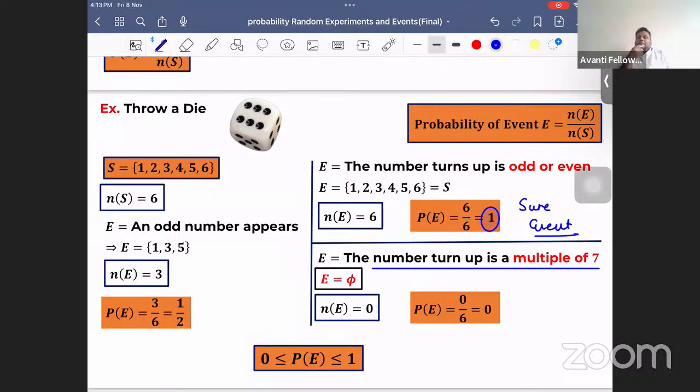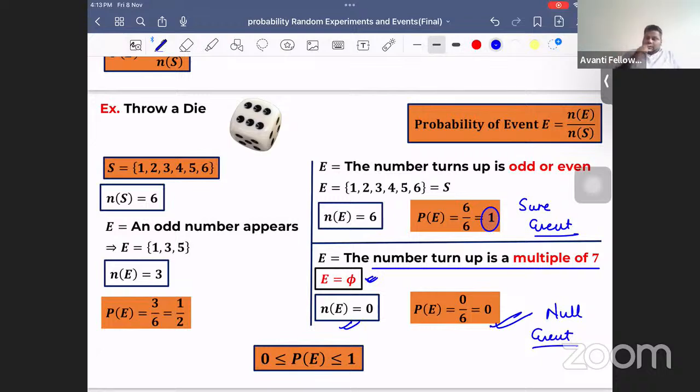Now, if the event E is that the number turns up is a multiple of 7. How many multiples of 7 are there on a dice? No. There is no 7, there is no 14, there is no 21. The maximum number on a dice is 6. That means the number of outcomes in favor of the event is 0. So E is an empty event, the number of elements in E is 0, so the probability of event E is 0. This is what we call a null event. If you remember, yesterday I mentioned what is a null event and what is a sure event.